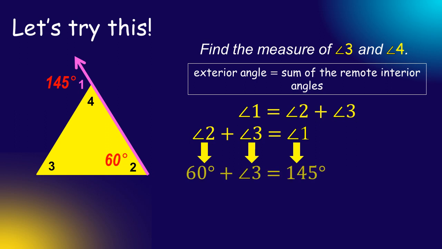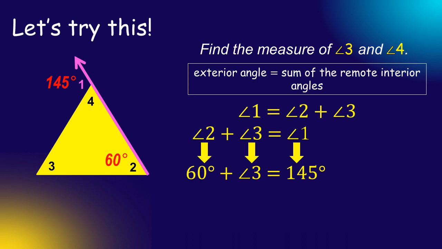Ngayon, i-substitute natin yung kanilang given values. Angle 2 is 60 degrees. Wala tayong value ng angle 3 dahil yun ang hinahanap natin. And angle 1 is equal to 145 degrees. So magsosolve tayo ngayon ng equation, at ang hinahanap natin is value of angle 3.